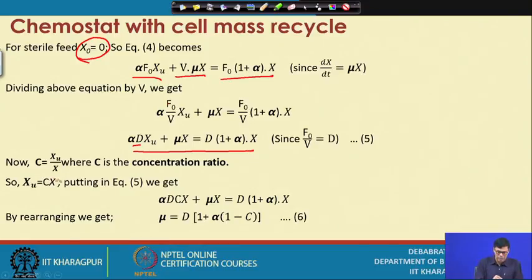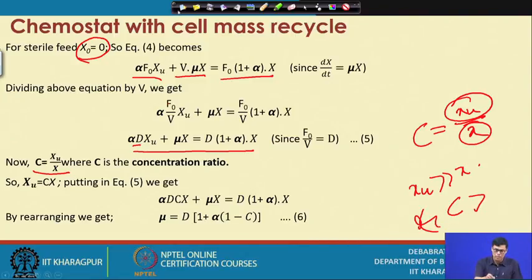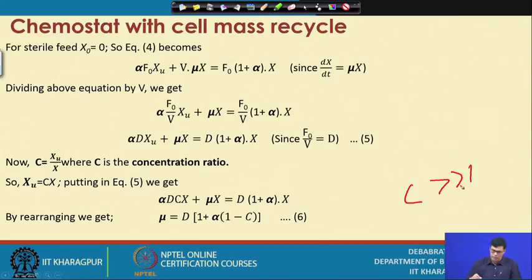Now we can assume C equal to XU by X. XU is the settled cell mass concentration, am I right? And X is the cell mass concentration in the reactor under steady state. XU is usually much higher than X, so I can always say C is much greater than 1, am I right? C is the concentration ratio. Now we can write XU equal to C into X. We put this XU value as C into X, so this equation can be modified like this.